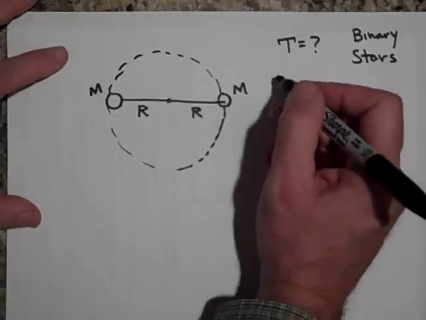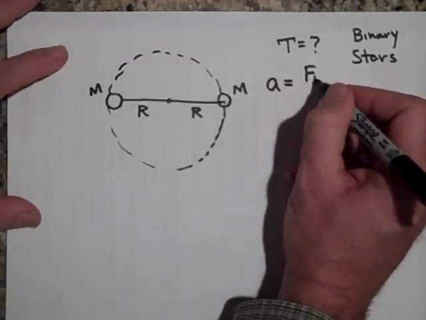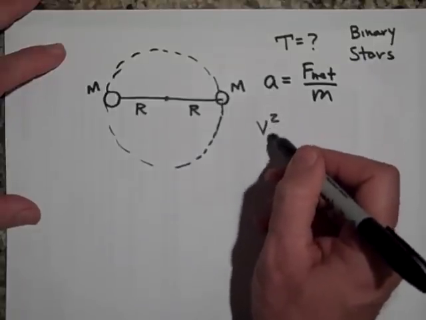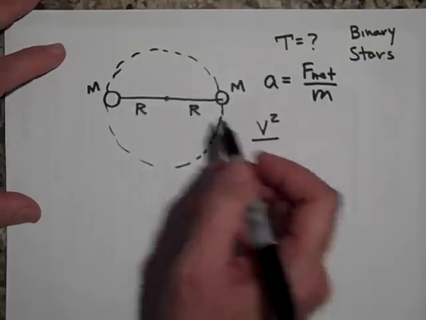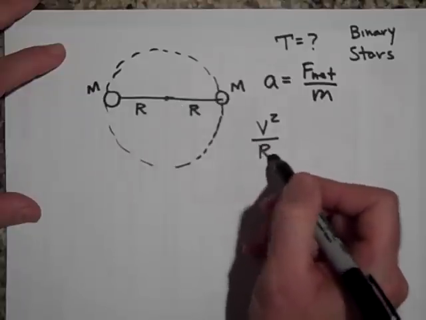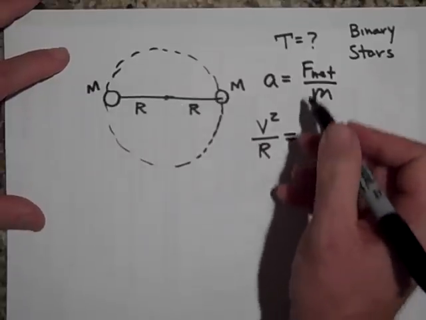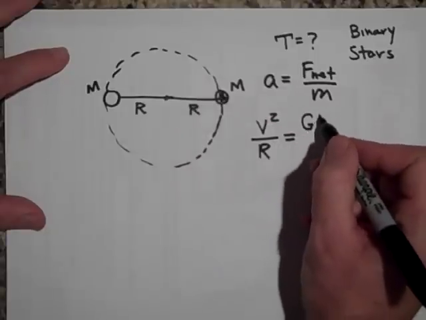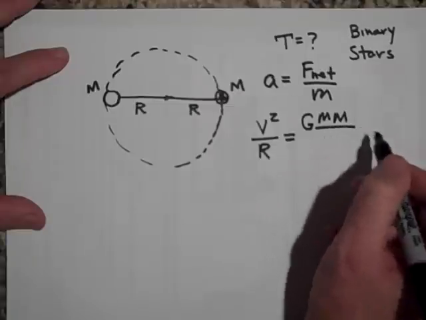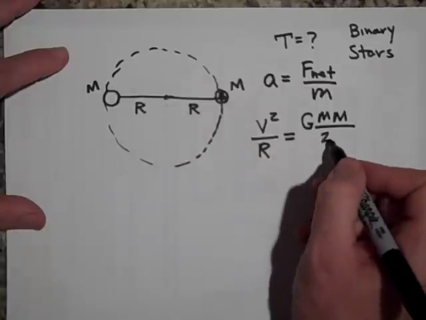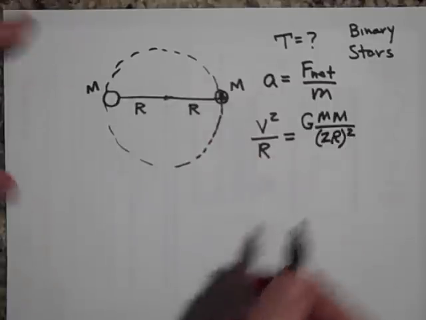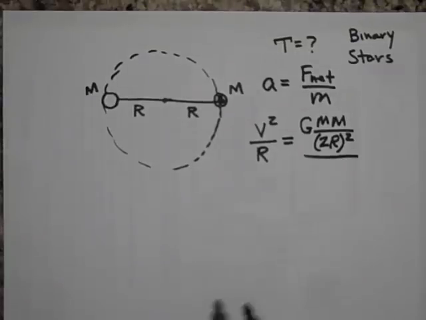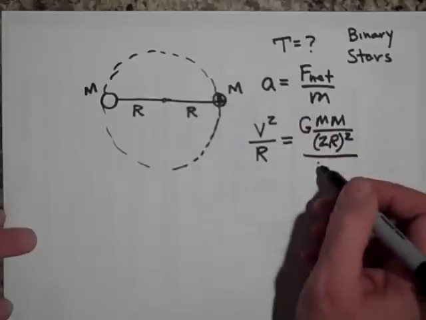And if we apply Newton's second law, a equals F net over m, and so v squared over R. Now, the R is of the circle, so the circle has a radius R. That's equal to the net force on this guy. So the net force on this guy is G, the mass of the one times the mass of the other, all over the distance between them squared, so that's 2R squared. And then we're going to divide that by the mass of this guy again.